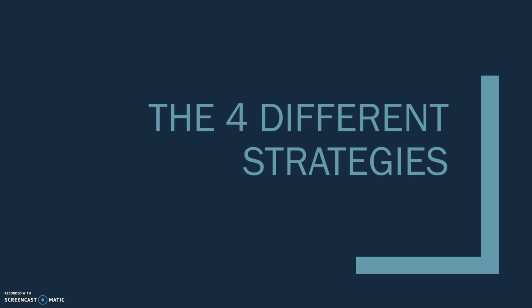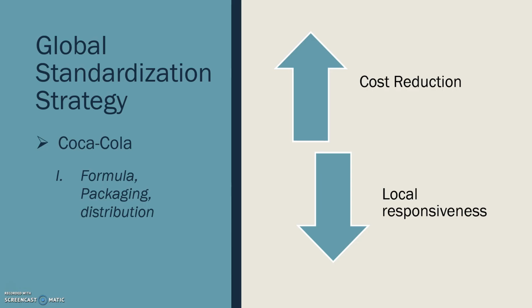So I will be discussing the 4 main strategies businesses look to. The first one is global standardization strategy, and this one has a big emphasis on the term standardization. This strategy aims to create a standard marketing strategy to use across multiple different countries. This strategy works when there's a low demand for local responsiveness, but a high demand for cost reductions.